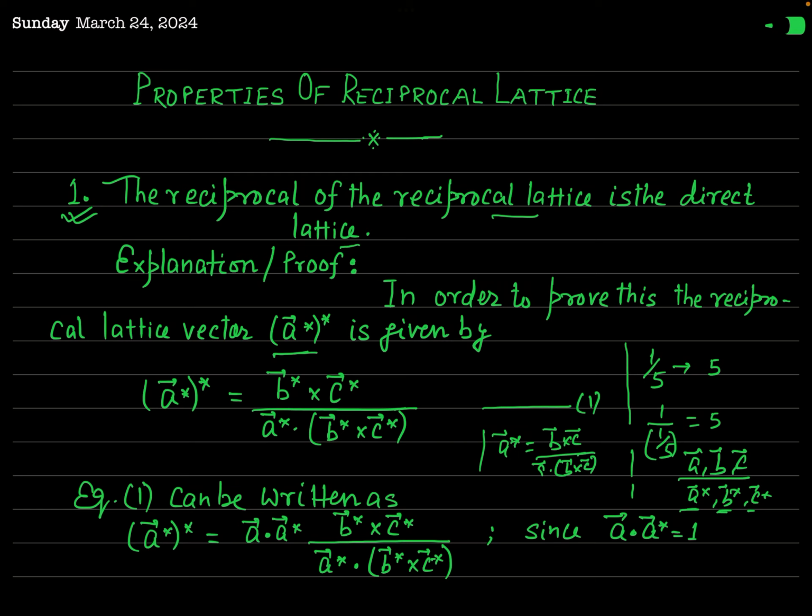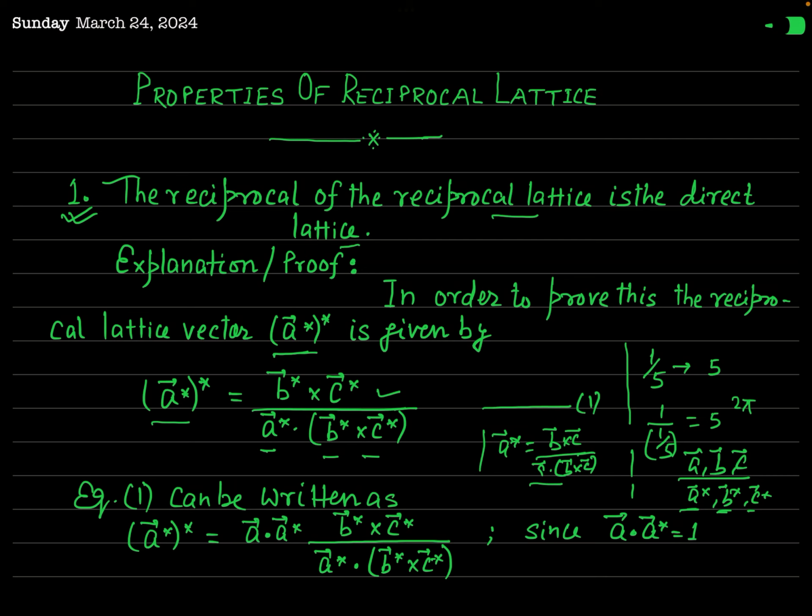Here, in place of the direct lattice, we will use the reciprocal lattice and then find its reciprocal. So according to this definition, A star star will be equal to what? That will be B star cross C star over A star dot B star cross C star. This is in accordance with the basic definition. You can also use the factor 2 pi as I mentioned in the first lecture, but I have not used 2 pi here. You can use it or not.